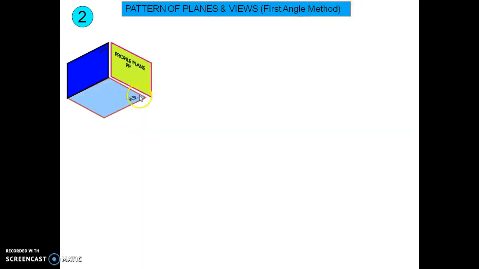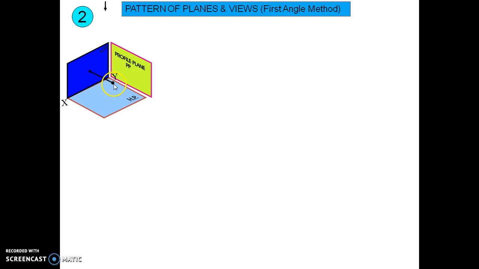Now, the second, the pattern of planes and views. Here we are discussing the first angle method. I will explain what the first angle method is later. Here we have VP, HP and PP. So this is the XY line. This XY line is the reference line which represents HP and VP. XY line is only a reference line to draw the orthographic projections.